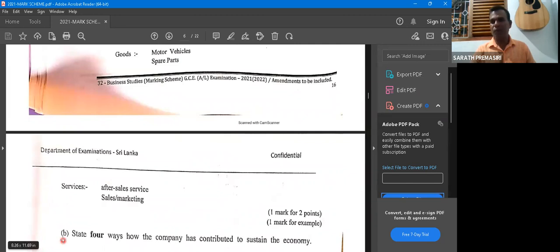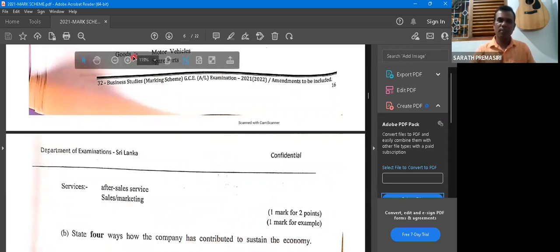Thereafter, state four ways how the company has contributed to sustain the economy. Once again, how is the economy of the country beneficial over this business? I'll give you a few minutes to complete it. Answer as you like, and later we can compare your answer with the possible answer according to the mark scheme. Just try.